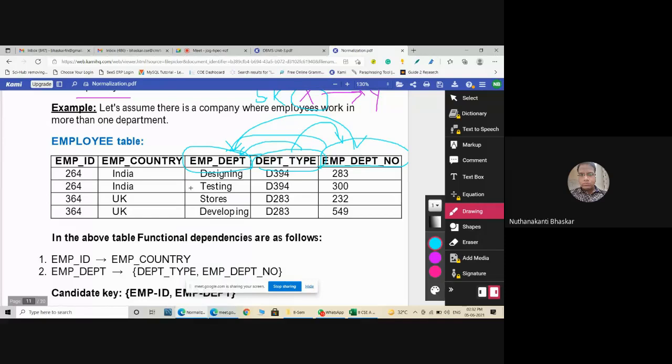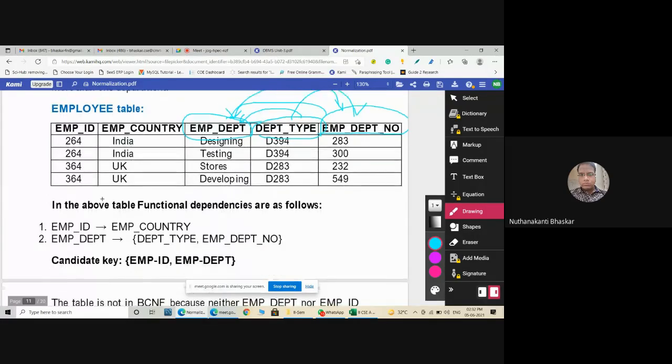Left side must be the super key. So that's why here we can define employee ID and employee country, because here employee country is completely depending on employee ID. If you observe, India 264, 264, UK 364. That's why it is completely depending. But employee department is not depending. The department type and employee department member, because there is no dependency.